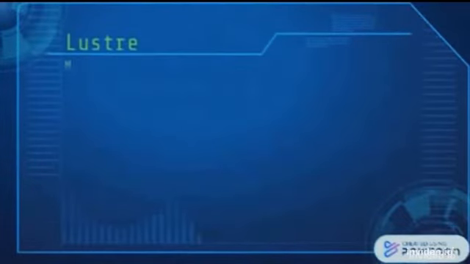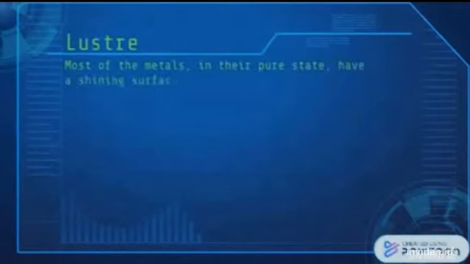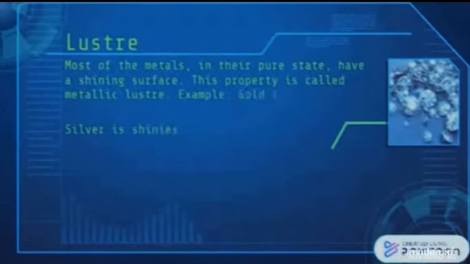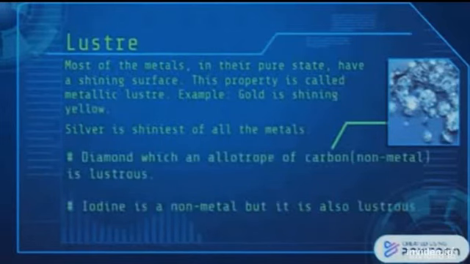Then we have luster. Most of the metals in their pure state have a shiny appearance and this is called luster. So silver is the shiniest of all the metals. And exceptions are diamond and iodine, which are non-metals but they are lustrous.